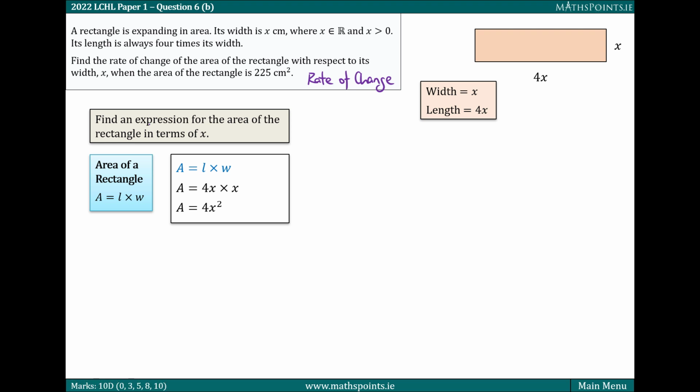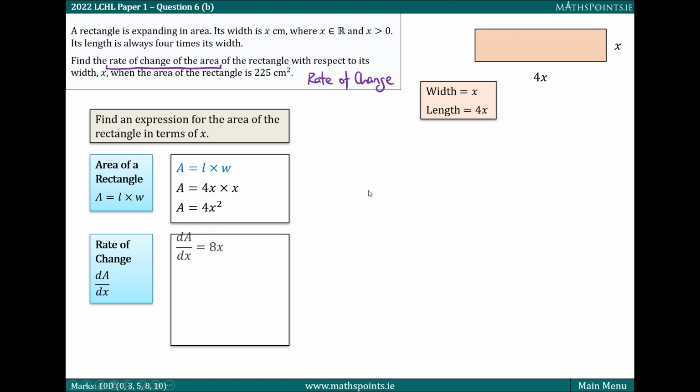The formula for the rate of change of the area, well, that's differentiation. When you differentiate a function, so we have a function for area in terms of x, the width, if we differentiate that function in terms of x, we'll find the rate of change of the area in terms of x. So this is a quadratic function. We're going to use the power rule for differentiation. So the 2 is going to come down and multiply by the 4 to give us 8, and then the 2 reduces to give a power of 1. So dA/dx is equal to 8x.